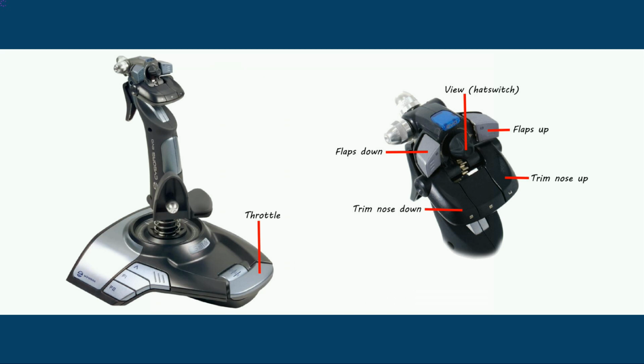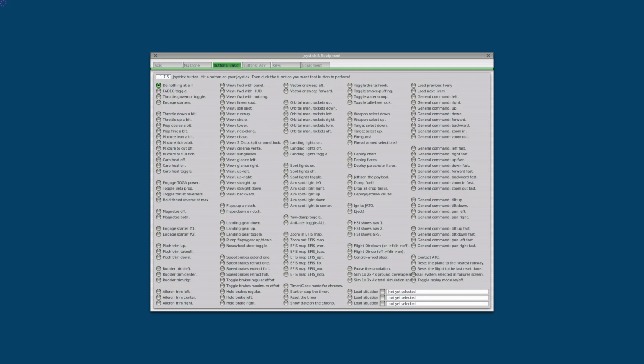So that is the logic of how you assign the buttons, or at least that is my opinion about how to assign them. You can assign the buttons however you wish. So let's get back to the joystick and equipment dialog here. With the buttons basic tab, we can actually assign all the buttons that I went through just moments ago. So I have a Saitek yoke here, and let's assign the view commands to the hat switch first.